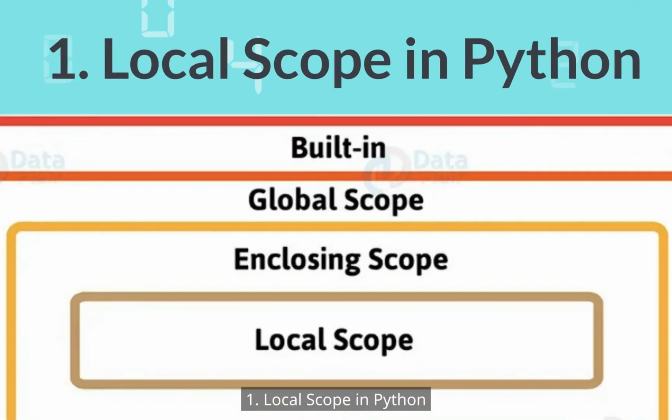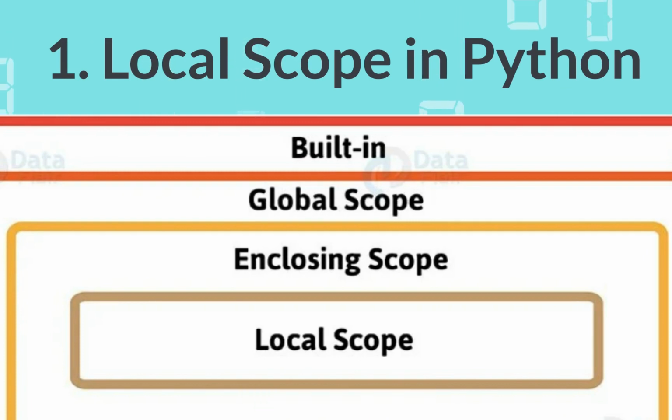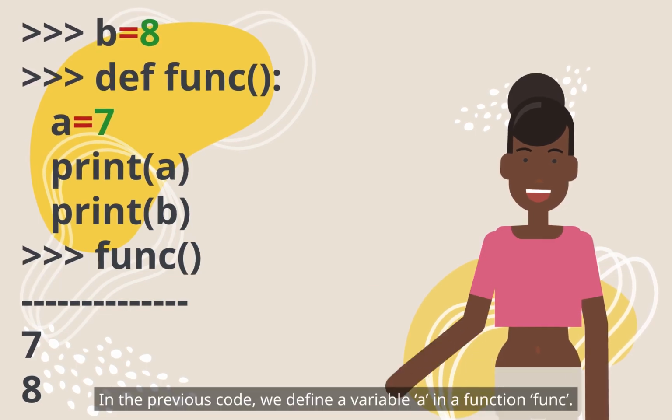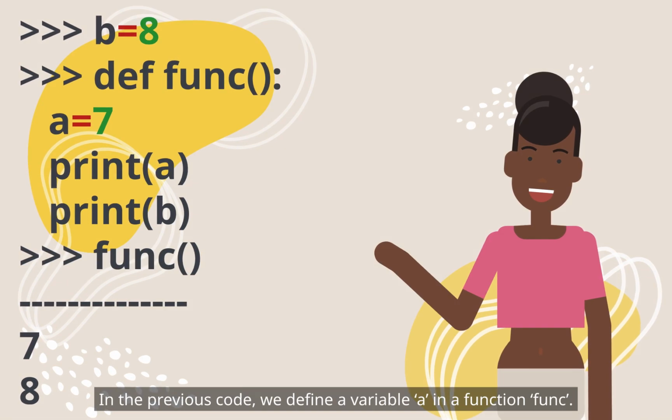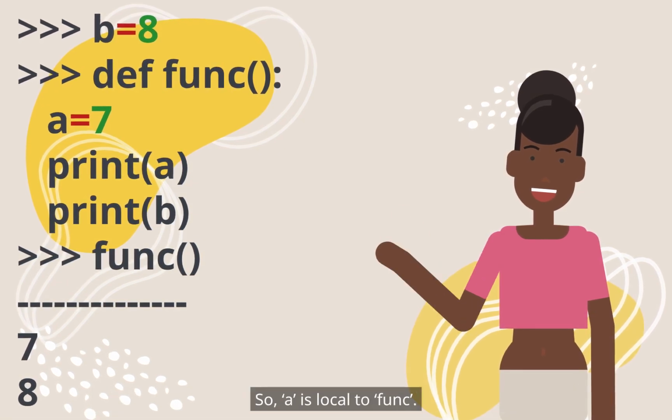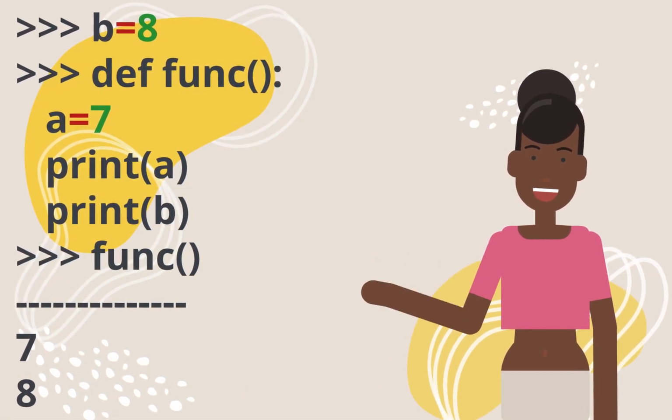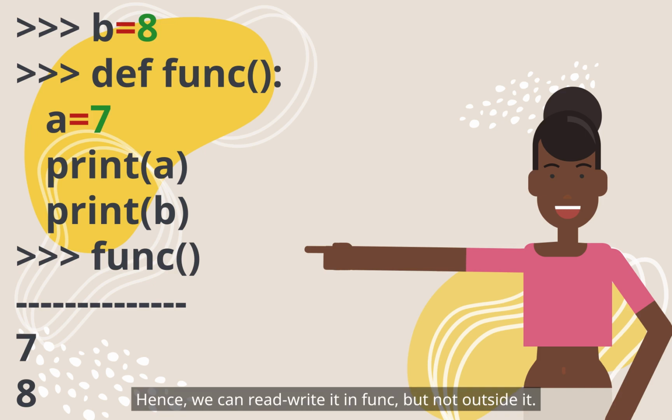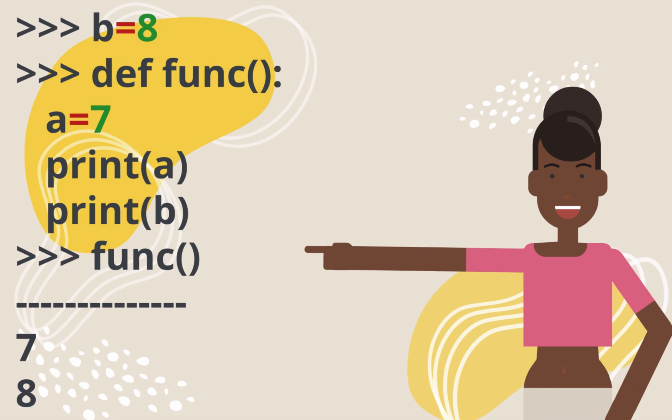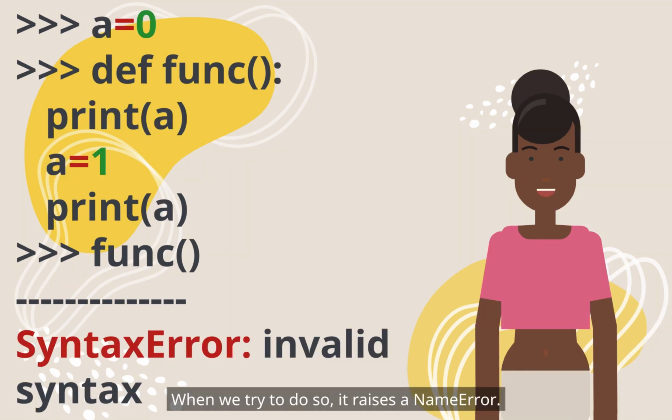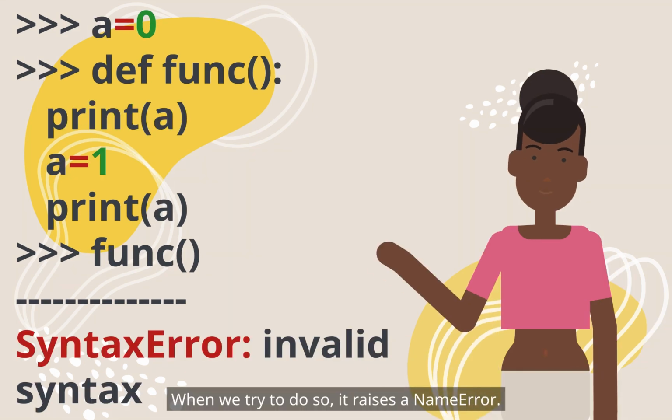1. Local scope in Python. In the previous code, we define a variable a in a function func. So, a is local to func. Hence, we can read-write it in func, but not outside it. When we try to do so, it raises a name error.